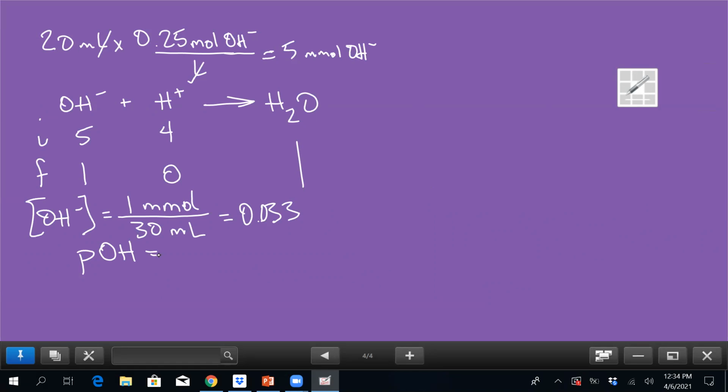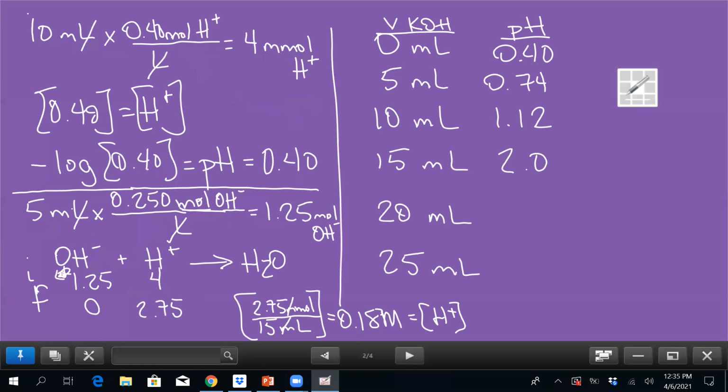I get a pOH of 1.48. And how do I get pH from pOH? 14 minus pOH, so I get a pH of 12.52. Okay, so let's look at what our data just did. 12.52. It just skyrocketed, correct? Okay, we got one more volume to do, then we're going to graph it.